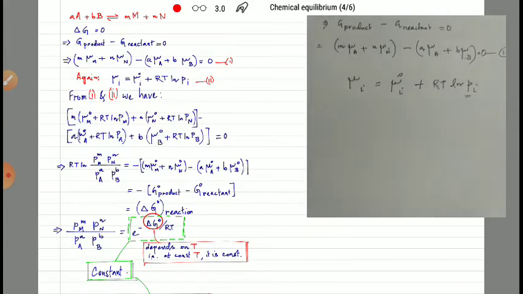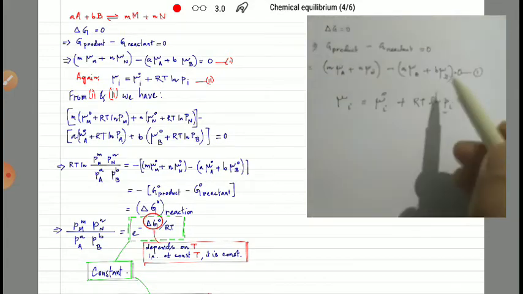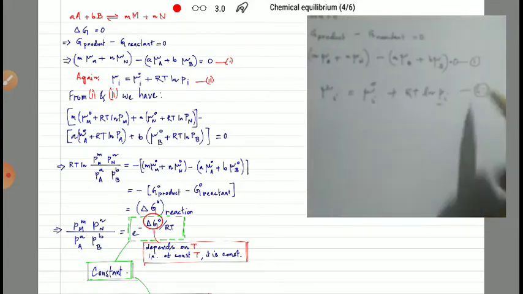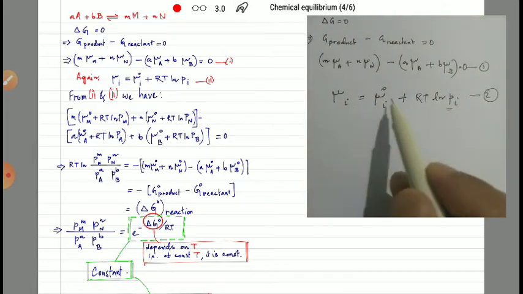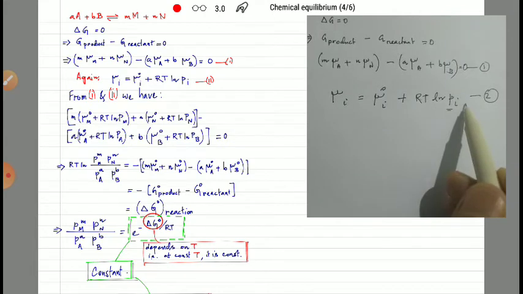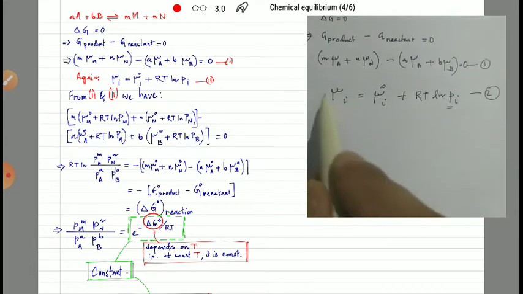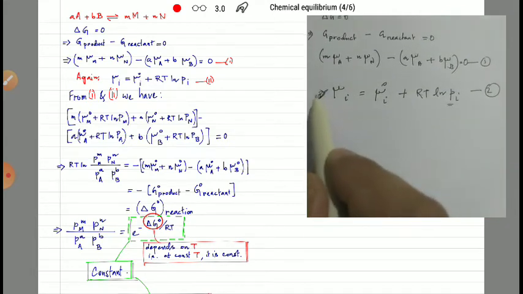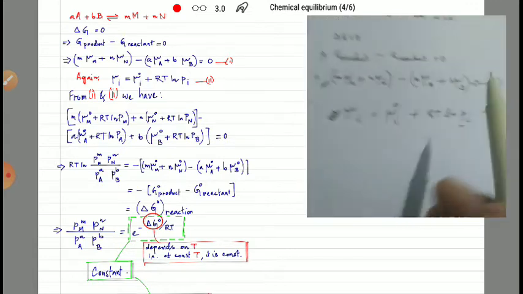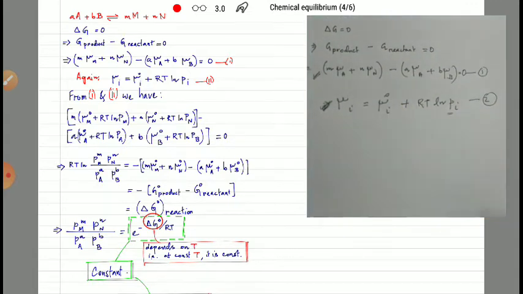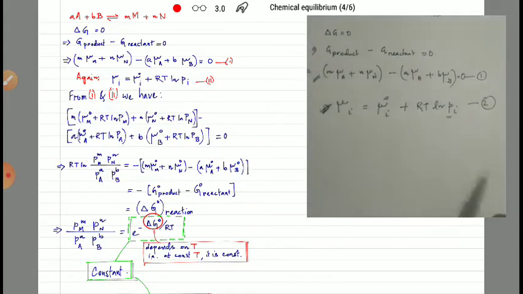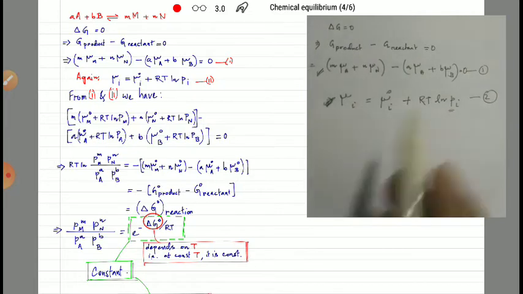So this is your first equation, and this is your second equation. You have to remember this one: mu_i is equal to mu_i naught plus RT ln p_i. This is the second relation, and this is your first relation. We are going to use these relations to get our law of chemical equilibrium, so these two are very important.